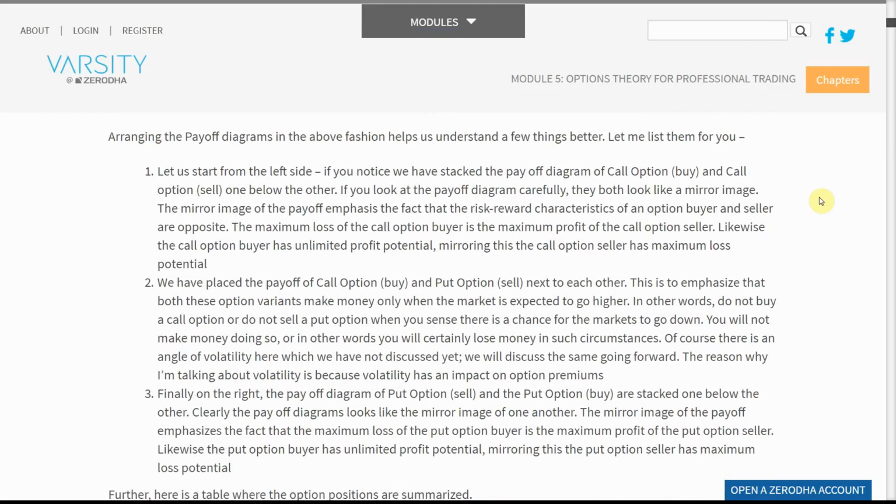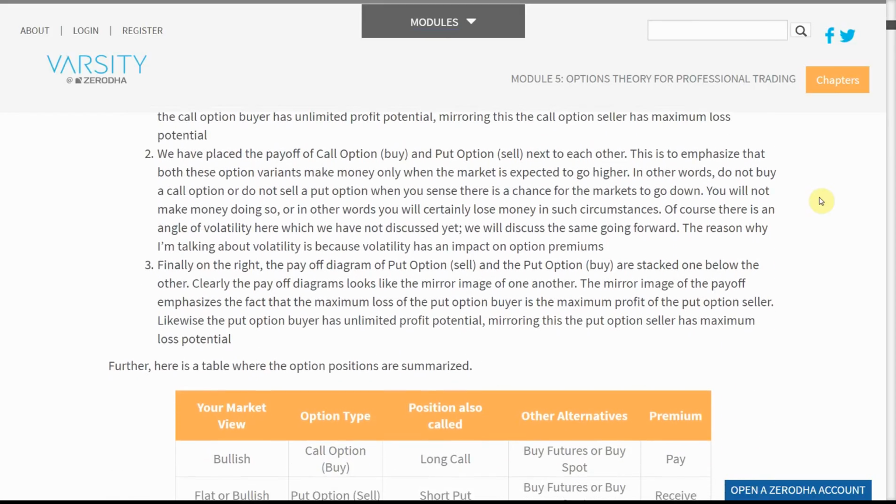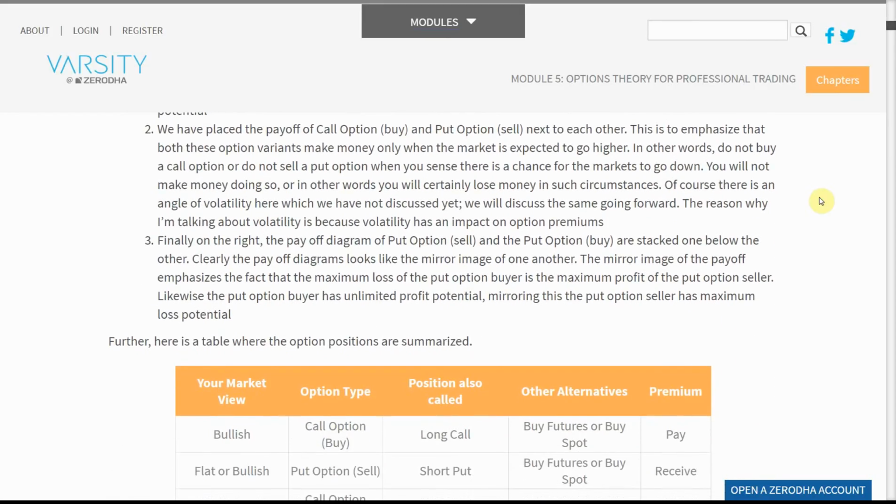Of course, there is an angle of volatility here which we have not discussed yet. We will discuss the same going forward. The reason why I'm talking about volatility is because volatility has an impact on option premiums. Finally, on the right, the payoff diagram of put option, sell, and the put option, buy, are stacked one below the other. Clearly, the payoff diagrams look like the mirror image of one another.